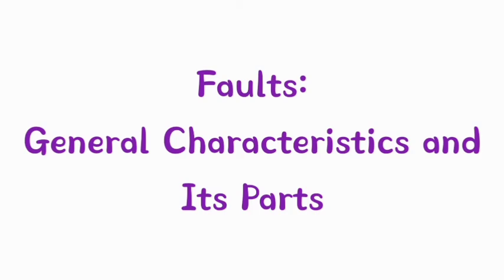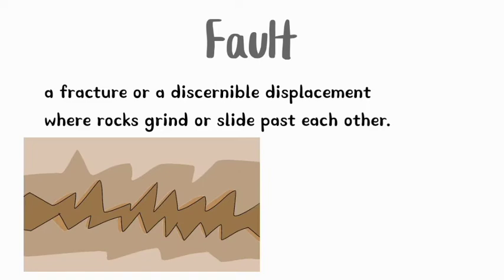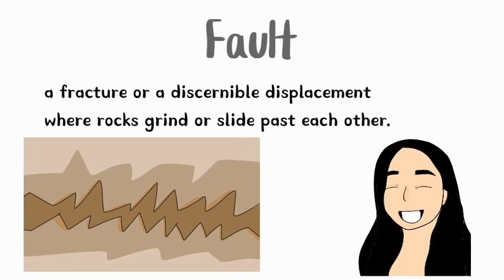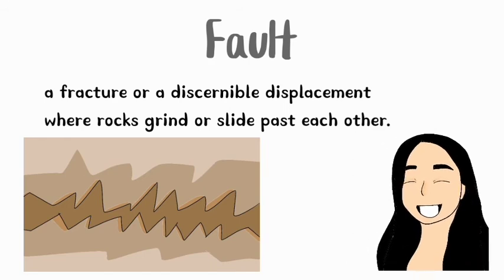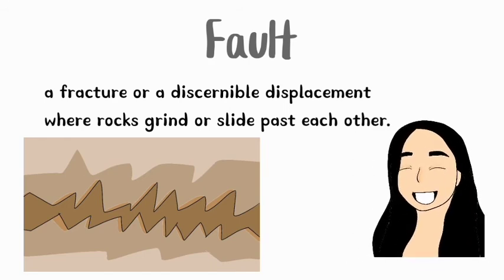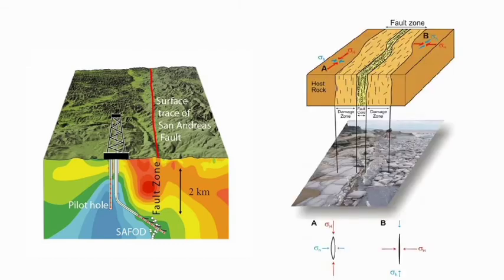Faults, general characteristics, and its parts. Some rocks eventually break or fracture in response to the stress, whereas this process involves brittle deformation. A fault is a fracture or a discernible displacement where rocks grind or slide past each other. Movements along a fault can be gradual or sudden and may create large magnitude earthquakes. It is also possible that a fault can be a single fracture in a rock or can be composed of a series of fractures called fault zones.